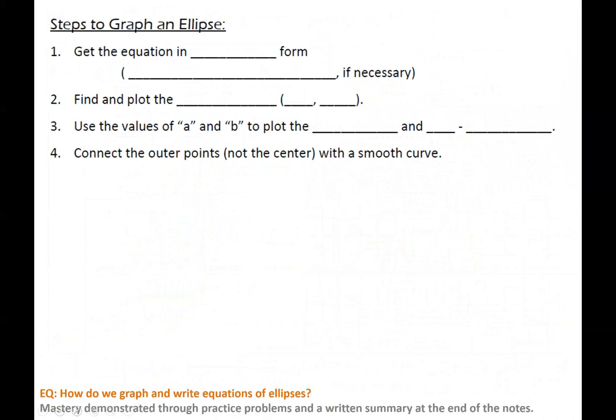It says get the equation in standard form, which means complete the square, if necessary. Find and plot the, not vertex, excuse me, the center, which is H and K. Use the values of A and B to plot the vertices and co-vertices. Connect the outer points, not the center, with a smooth curve.